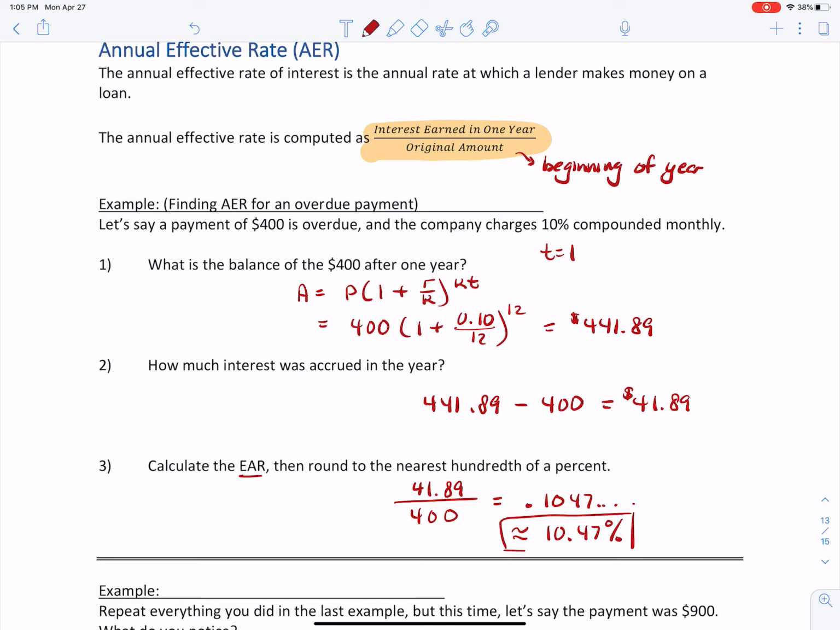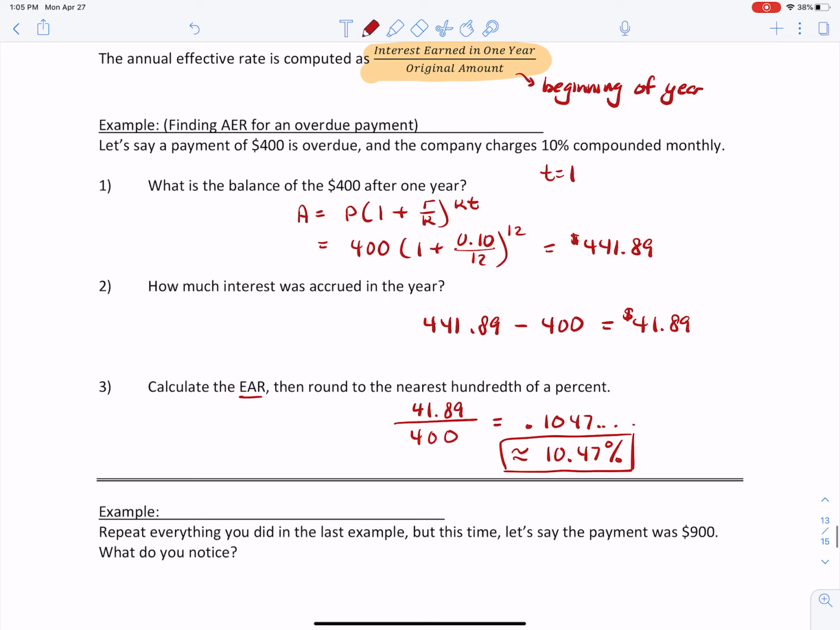So even though they're saying that they charge an annual interest rate of 10%, remember that 10% is compounded 12 times a year. So they're going to end up earning a little bit more on their investment, or their past due balance in your case. They're investing in you and they're hoping that you wait forever to pay because then they get more. So they actually earn 10.47%.